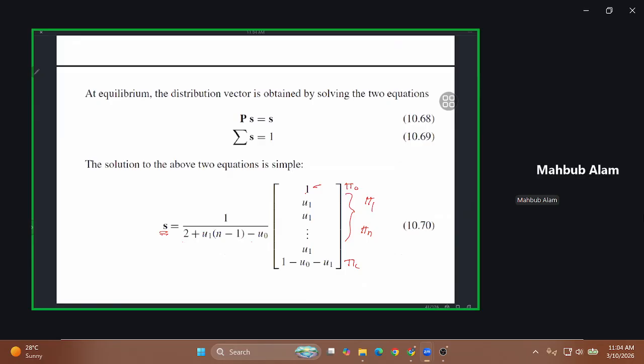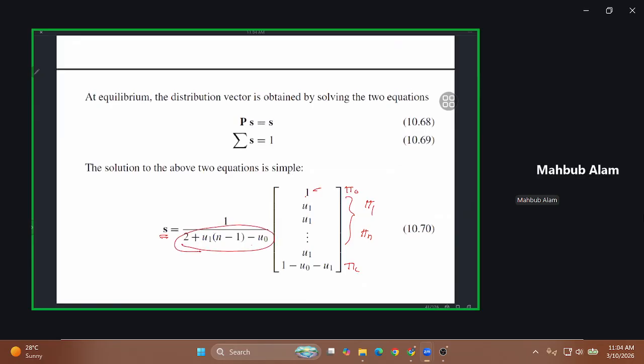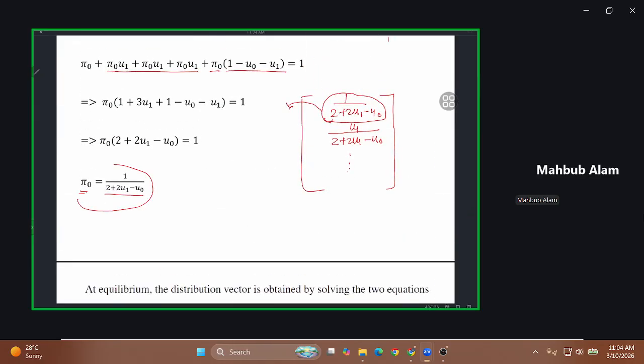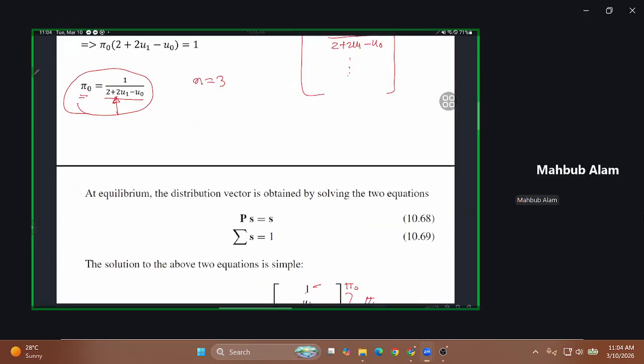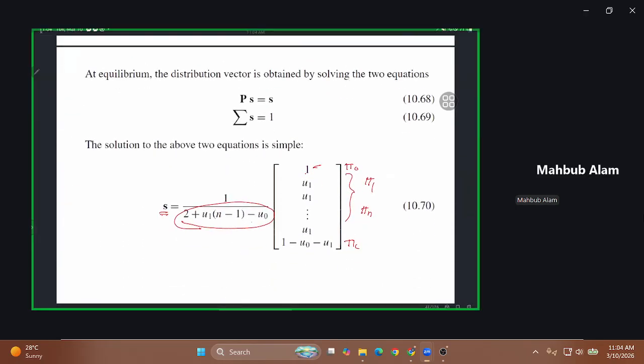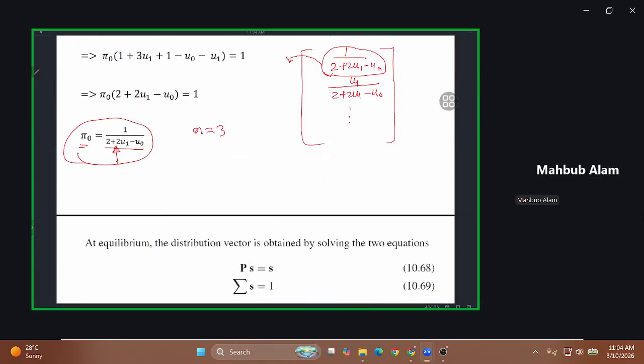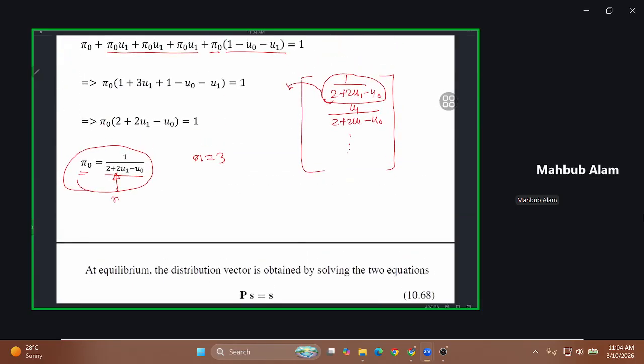Now, a generalized solution is given here. We have a specialized solution. We assume n equal to 3. That's why this quantity becomes 2. This book has actually the generalized solution. So it will be multiplied by n minus 1.